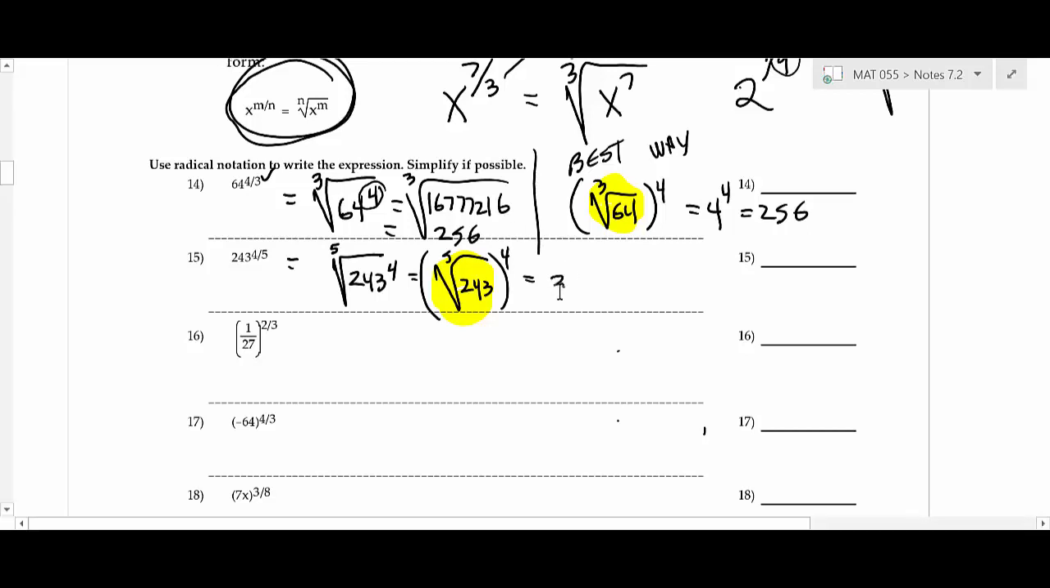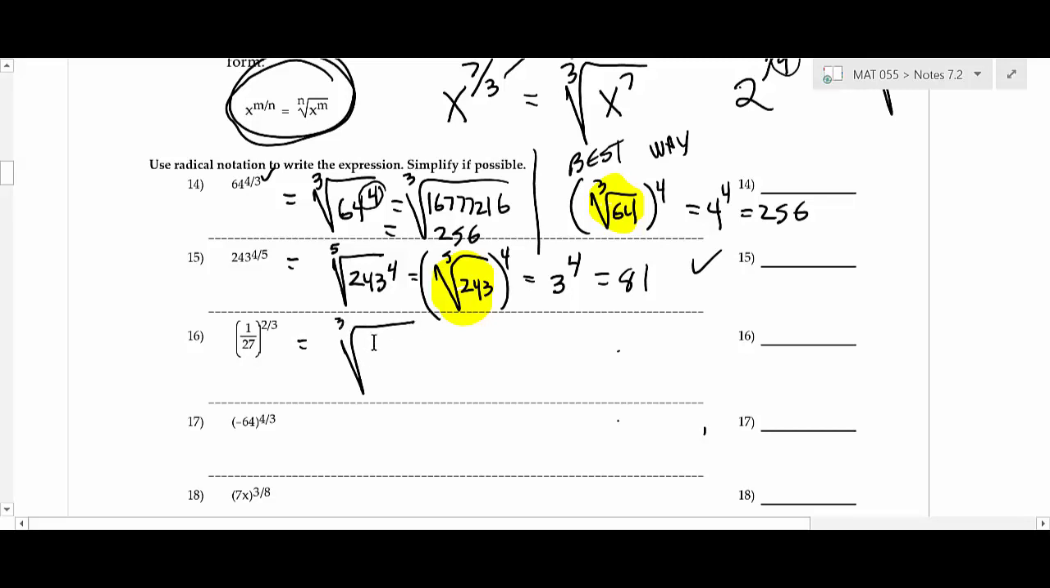So that would be 3 to the 4th. 3 to the 4th you can do in your head. 3 times 3 is 9. 9 times 3 is 27. 27 times 3 is 81. I didn't need to touch my calculator. Okay, does that make sense? All right. Okay, next one. Tell me what the root is.